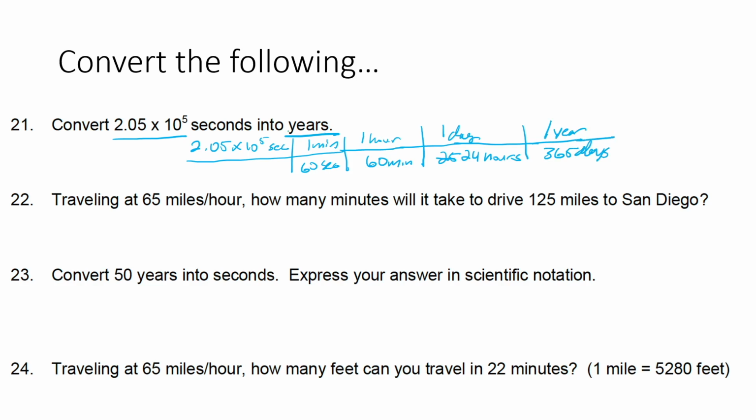So now we can go through and cancel things, right? So we're getting rid of seconds here. Those are gone. Minutes are canceled. Hours are canceled, right? Day is also canceled. So we're left with 1 year. That means we're done with our conversion.